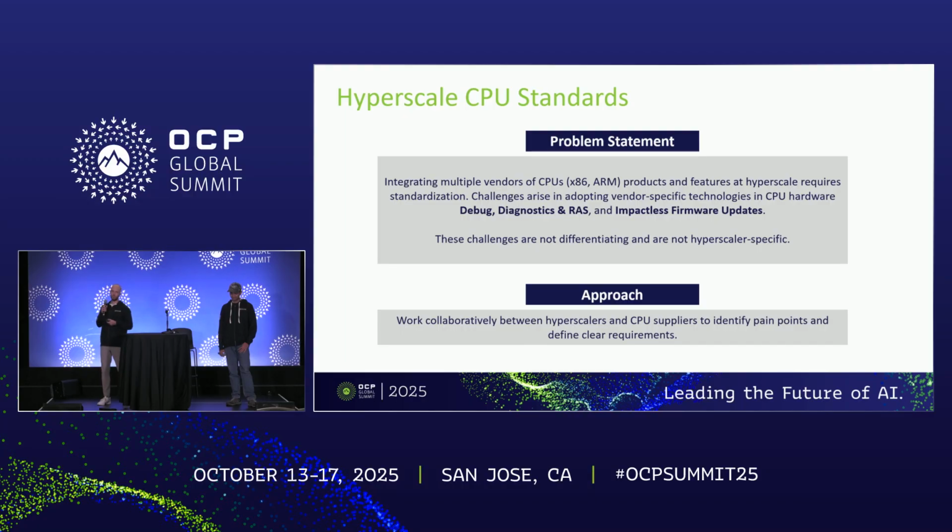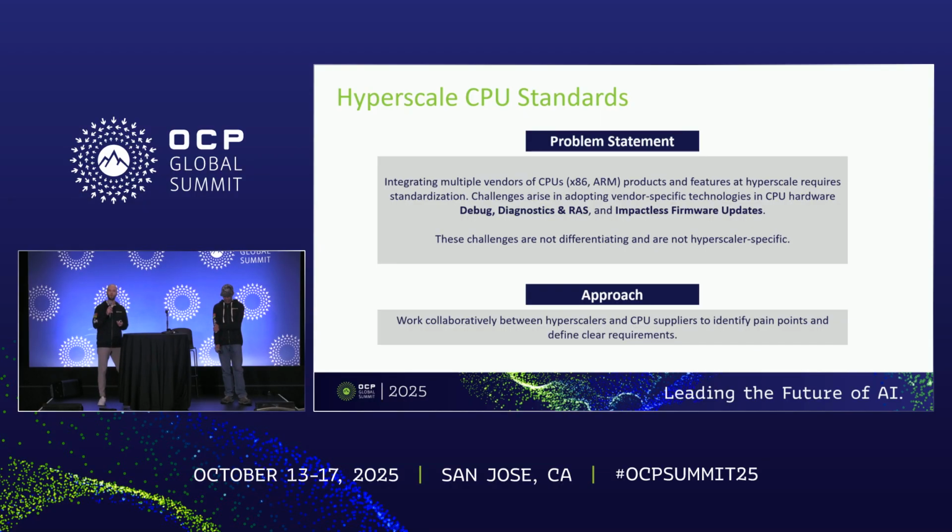We decided to build CPACT because of one big issue. Integrating multiple vendors and suppliers' CPUs is really tough, especially when we look at the key areas of debug, diagnostics, RAS, and impactless firmware updates. And what's interesting is that these differences aren't differentiating. Instead, they add a lot of complexities, they add a lot of time, and they add a lot of engineering effort to really enable the hyperscaler to integrate those new features.